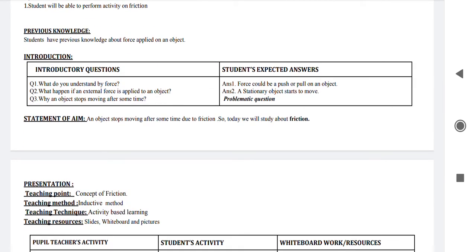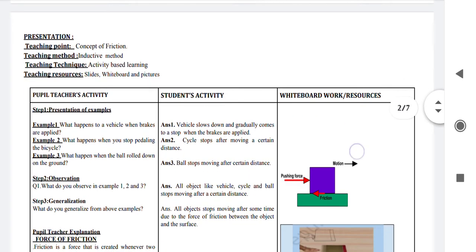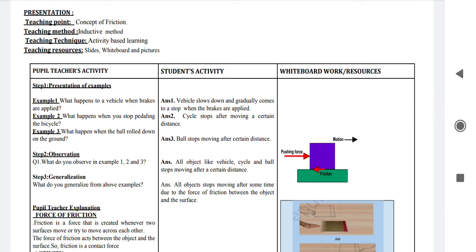And now presentation. First teaching point is concept of friction. Then teaching method, here we have used the inductive method. So I will explain a little bit of it. And teaching technique, activity based learning. Teaching resources: slides, whiteboard, and pictures. So we have to make a table like this. First teacher activity, in the second column students activity, third is whiteboard work.